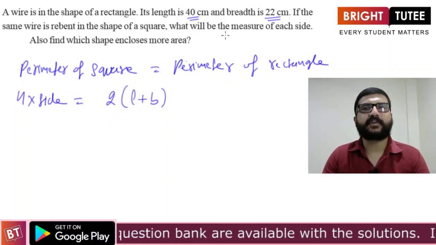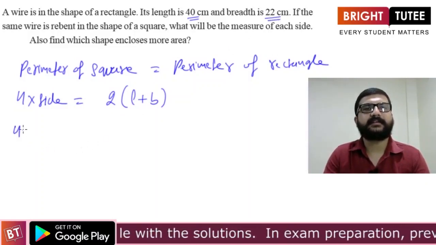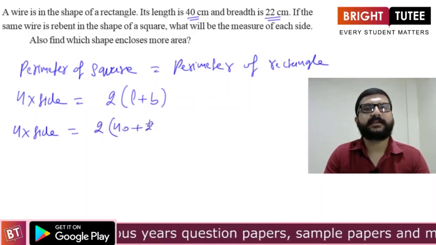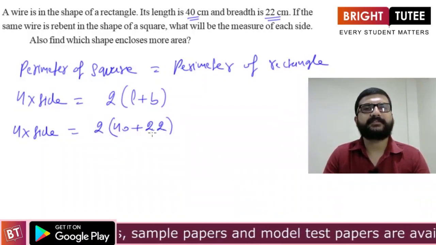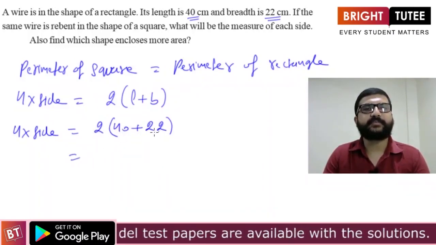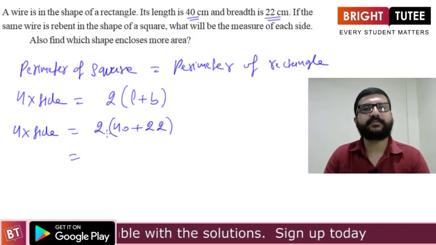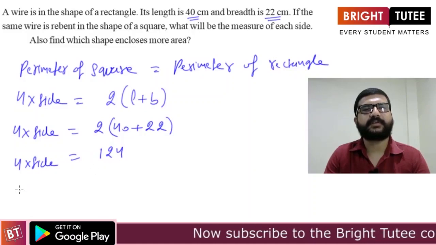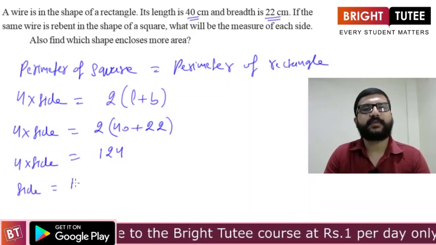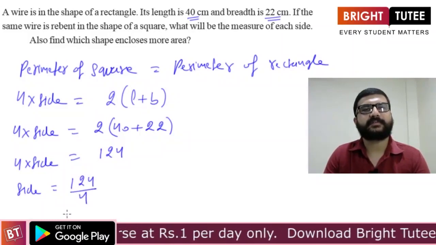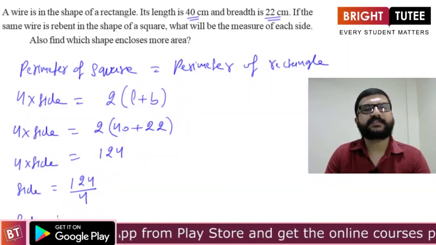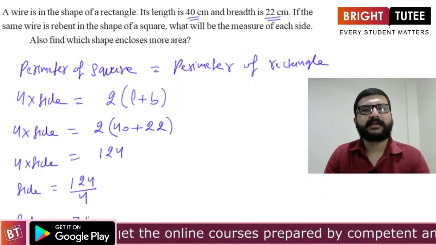Now what is the value of L? It is 40 and B is 22. So we will get 4 into side is equal to 2 into 40 plus 22. Now this will be equal to 40 plus 22, it is 62, and 62 into 2 will be 124. So we are getting 4 into side is equal to 124. So therefore side is equal to 124 divided by 4. Now this will be equal to 31. So therefore side of square is equal to 31 centimeters.